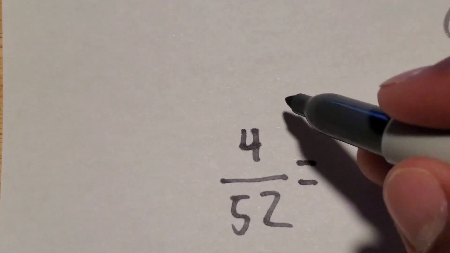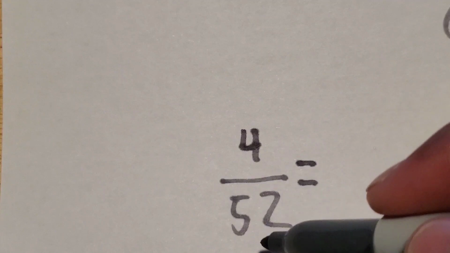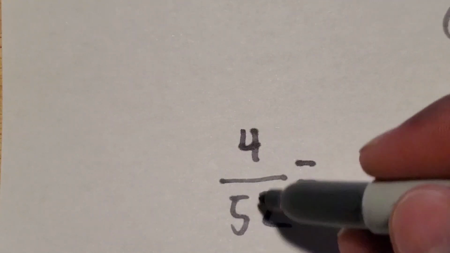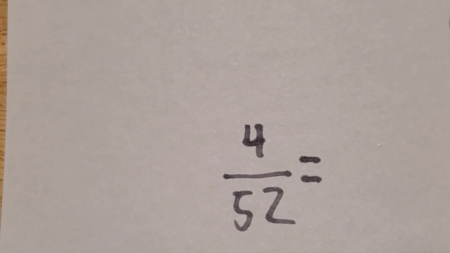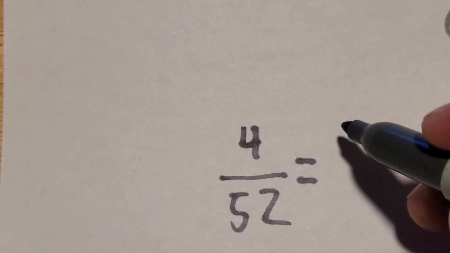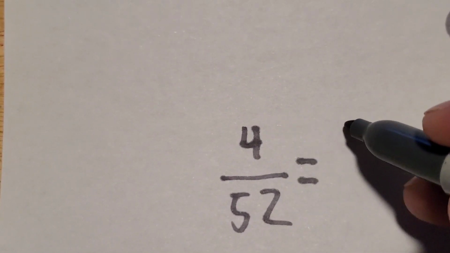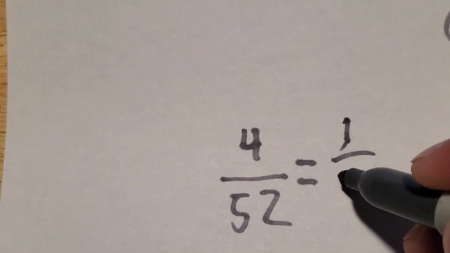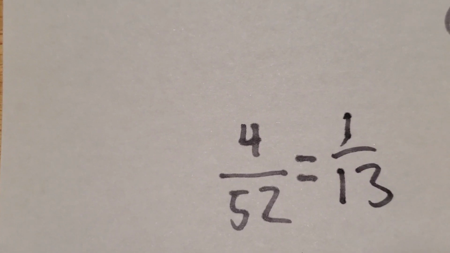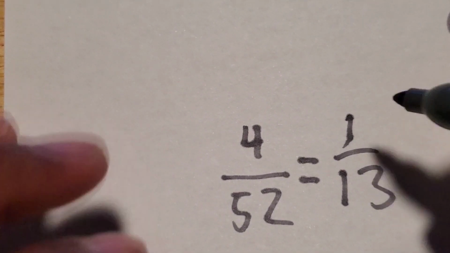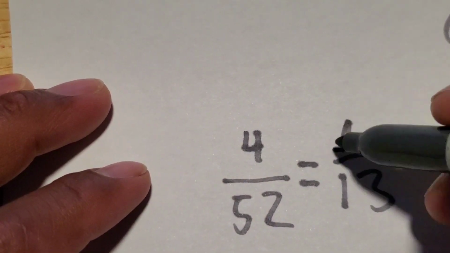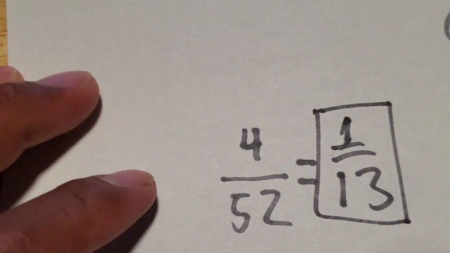But again, if you can simplify, you should, because this is divisible by 4. So 4 goes into 4 once, and 4 goes into 52 13 times. So that would be the probability of randomly selecting a king.